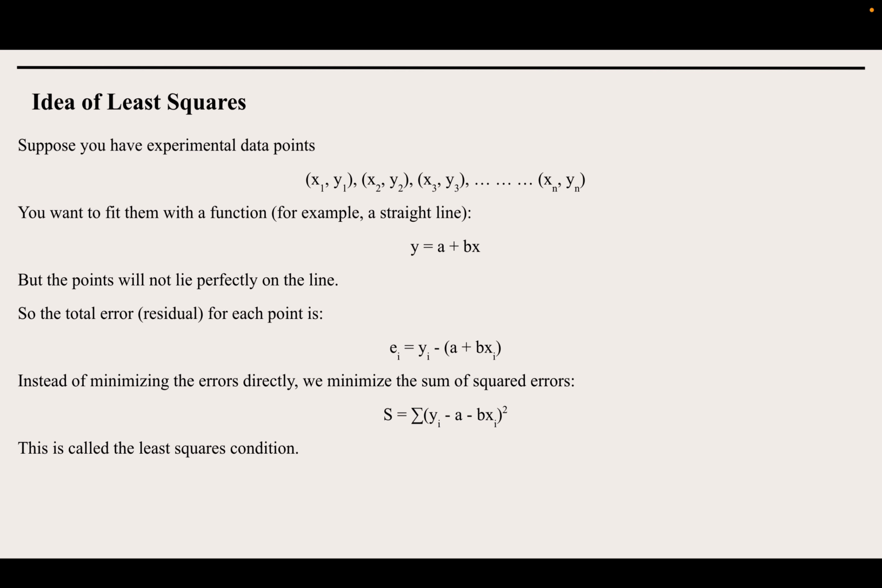In this case we can find the error as ei = yi - (a + b xi). Instead of minimizing the errors directly, we will minimize the sum of the squared errors. That's why the method is named the least squares method. The total sum of the squared errors we represent as S, which is the summation over i of (yi - a - b xi) whole square, and this is called the least squares condition.